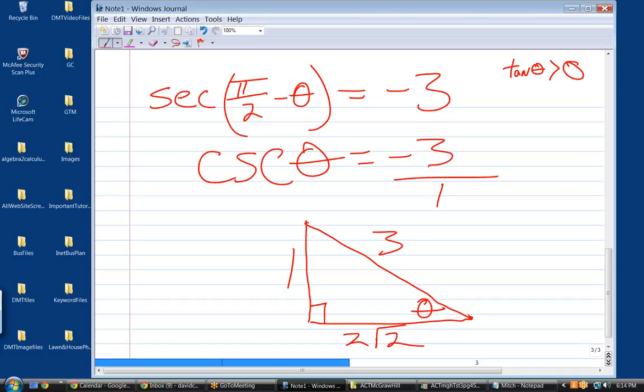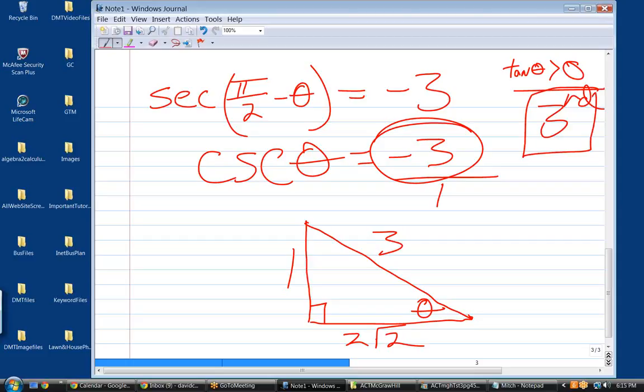Now, which quadrant are we in? Where is the tangent greater than 0 and the cosecant is negative? It would be in the third quadrant. Yes. So we go up here and we're going to write third. Okay. So what do they want to know? The secant. What's the absolute value of the secant?